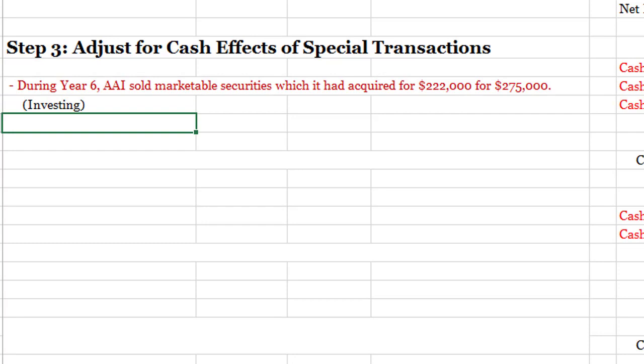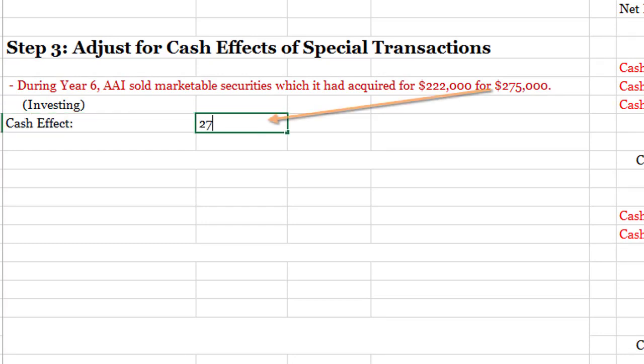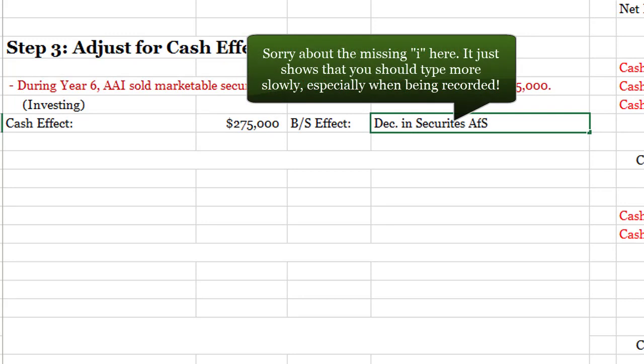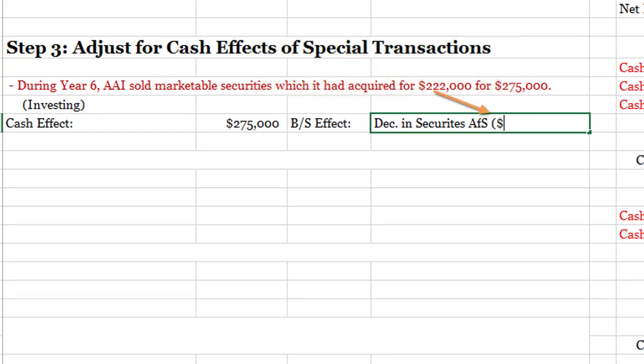We buy or sell it. So let's start with the cash effect. And we got $275,000 from selling these items. And our balance sheet effect would be a decrease in securities available for sale, is what this company calls them, $222,000. And now I know the cash effect, I know the balance sheet effect, I know there's a gain in there as well, but we'll deal with that in a future step.